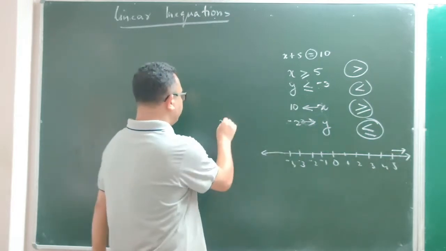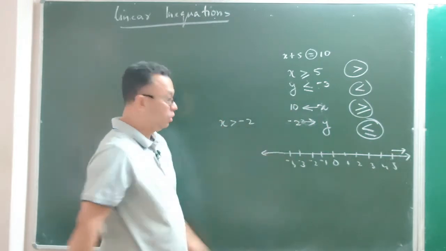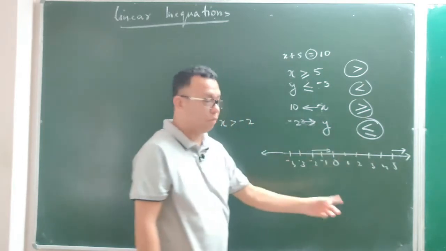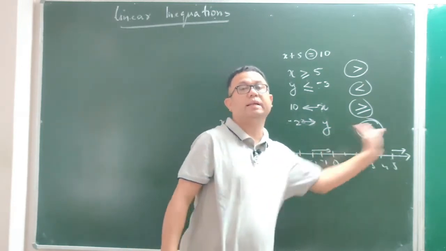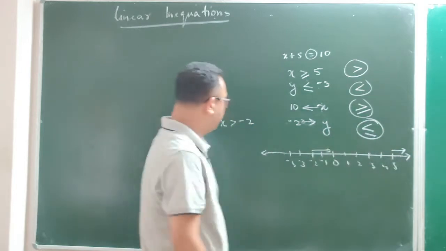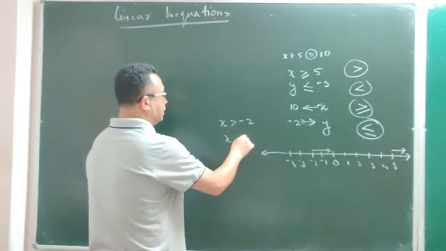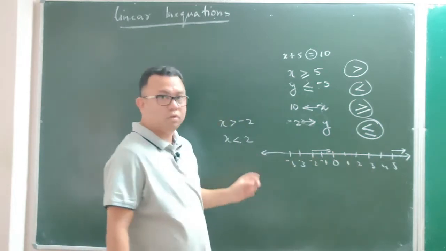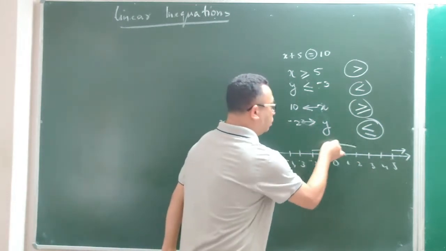For example, if x is greater than minus 2, you can see minus 2 is here. From minus 2 I have to go to the right side. That means the numbers which will come will be minus 1, 0, 1, 2, 3, on the right side. Similarly, if we say x is less than 2, then 2 is here, and I am using the word less than. Less than means from 2 you will go to the left side.